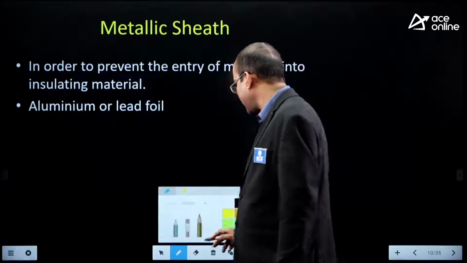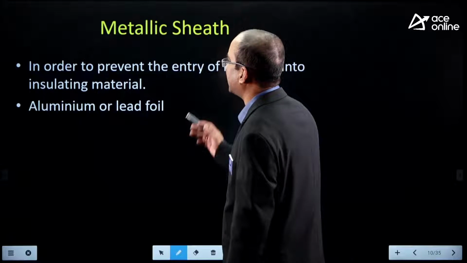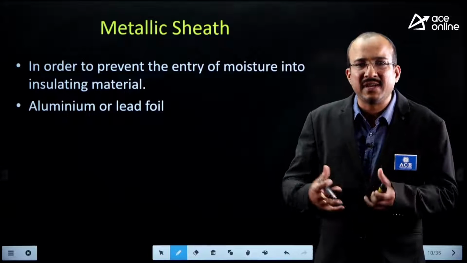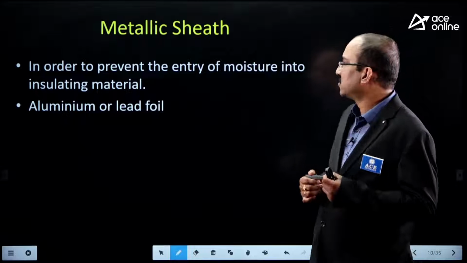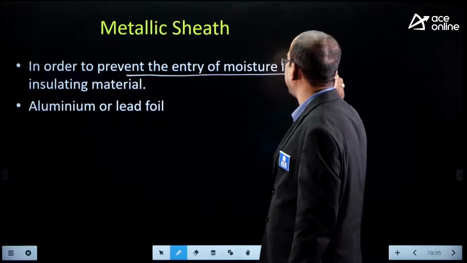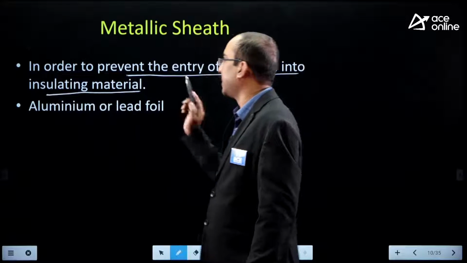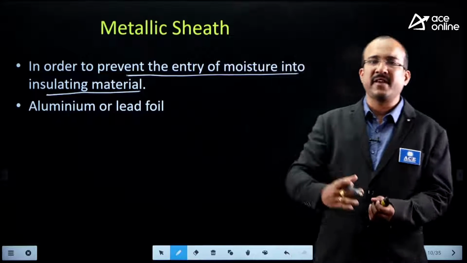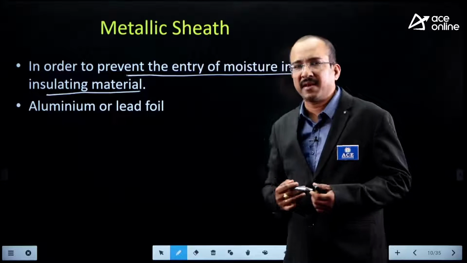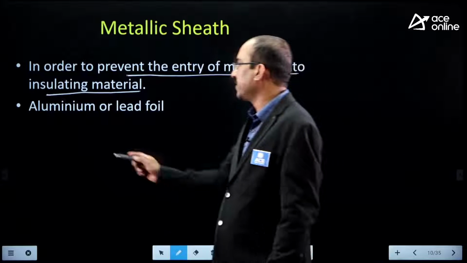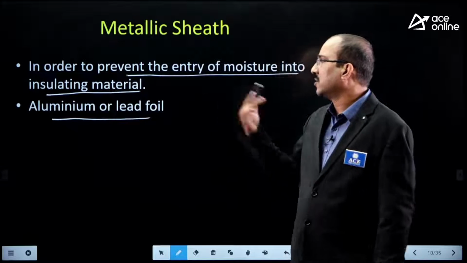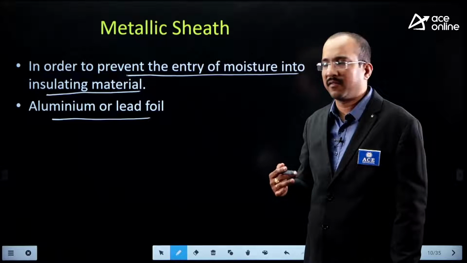Now over this insulation we have the metallic sheath. What is the purpose of the metallic sheath? Here the cable is laid under the ground, so the purpose of the metallic sheath is to prevent the entry of moisture into the insulating material. It is made of aluminum foil or lead foil. Foil means it will be in the form of a paper. So aluminum or lead foil.